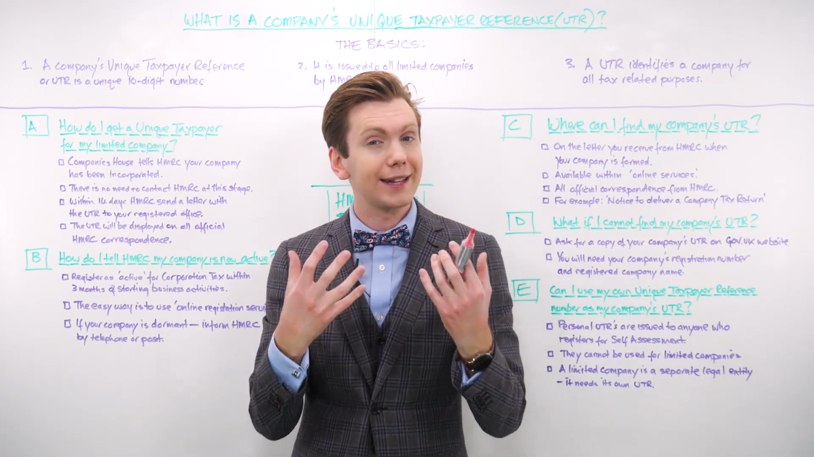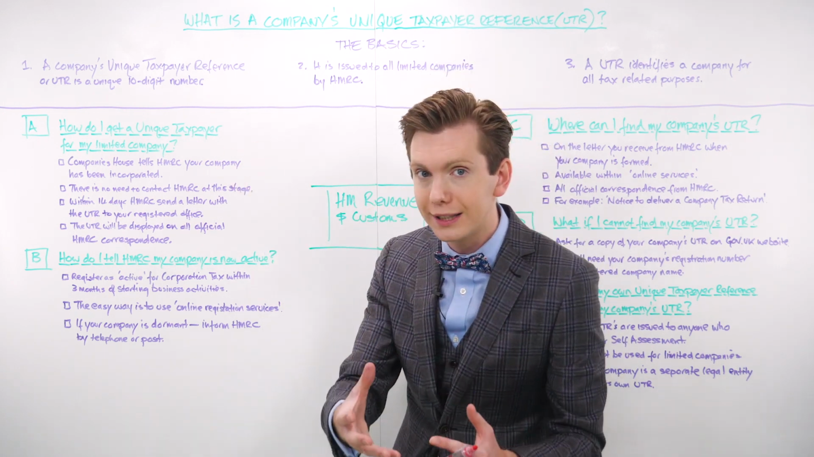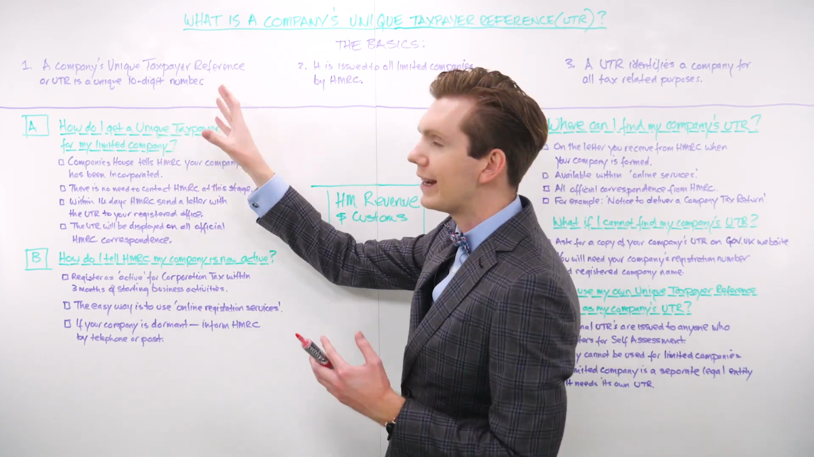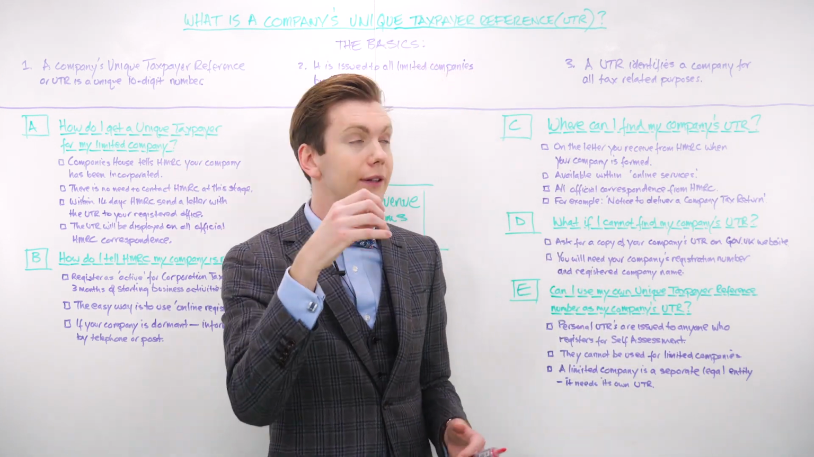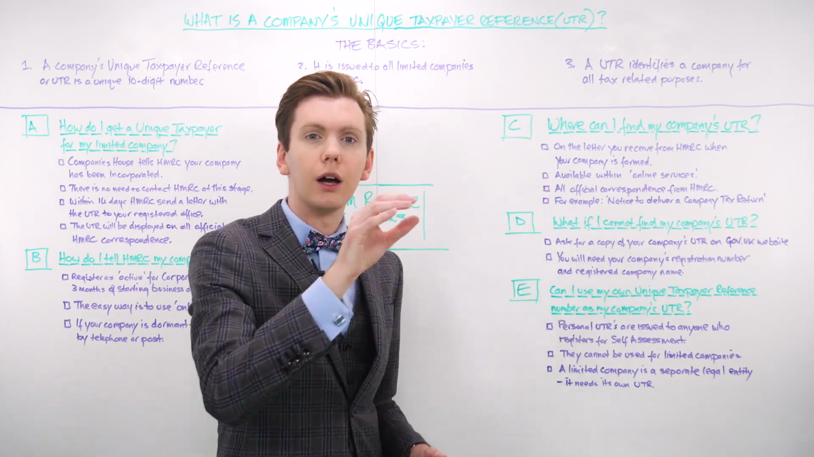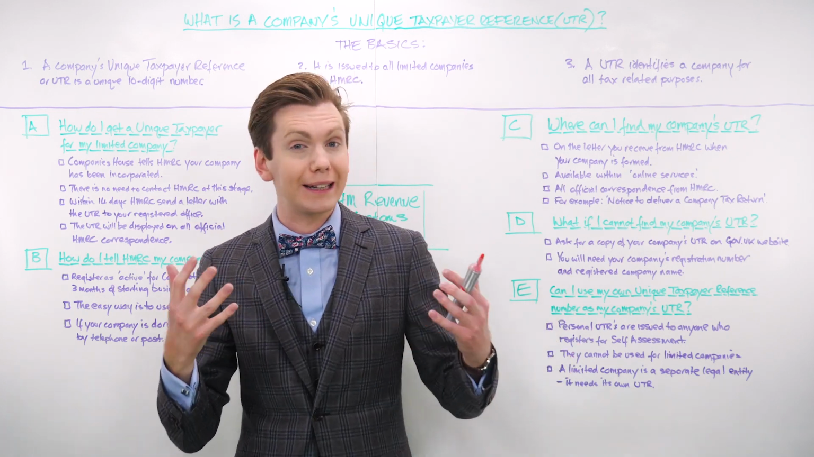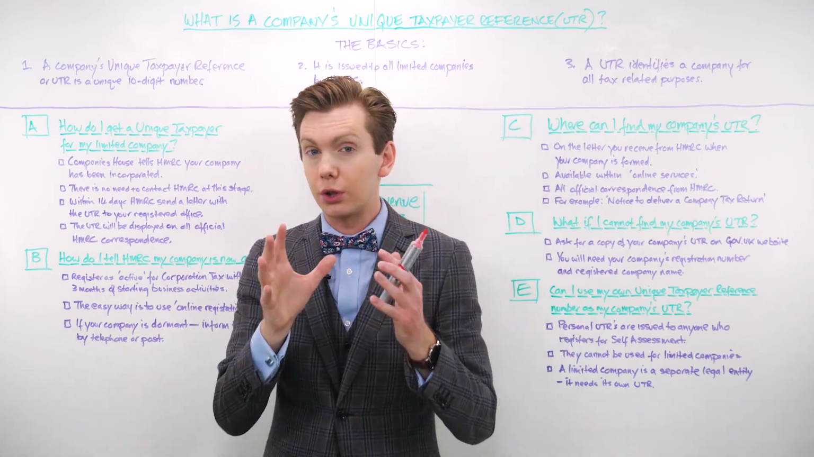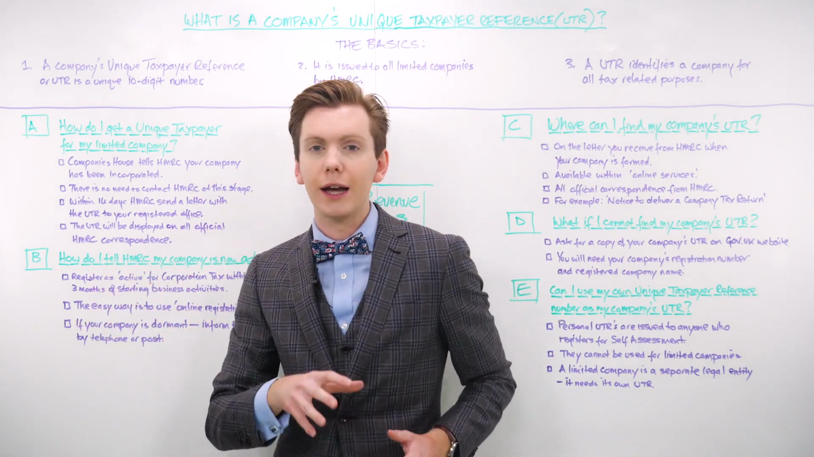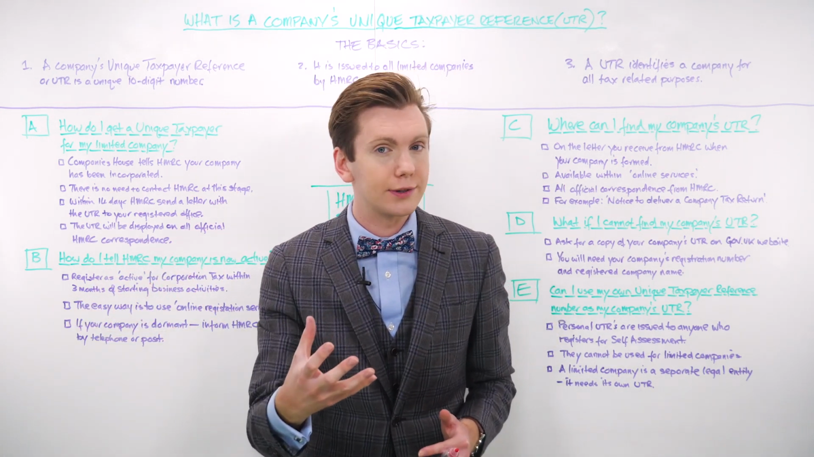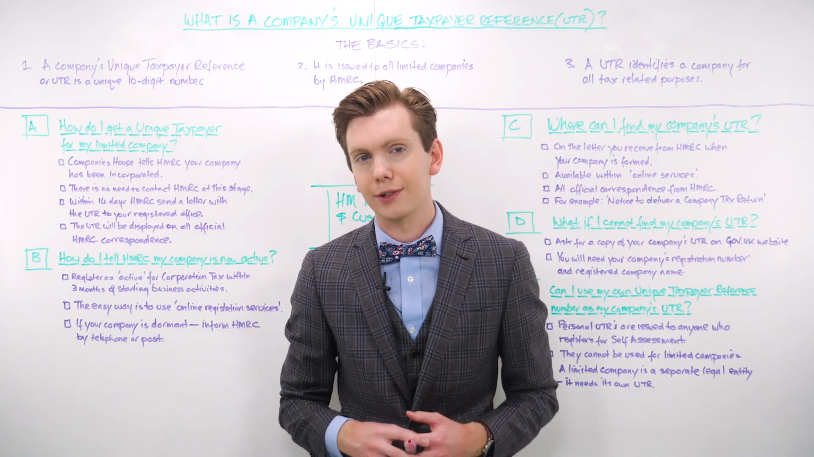So, a Unique Taxpayer Reference, or UTR for short, is a unique 10-digit number that HMRC issues to all limited companies. These UTRs are then used to identify companies for tax-related purposes. As a result, it is an important piece of information. So you should keep a note of the Unique Taxpayer Reference when you receive it, as you will need it to register your business taxes, file tax returns, and pay corporation tax.